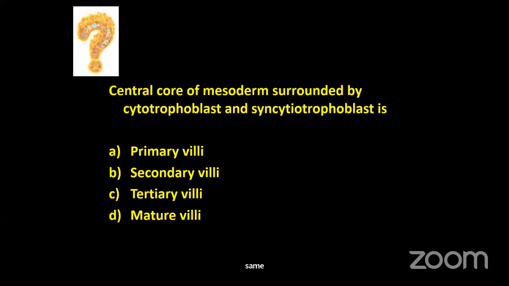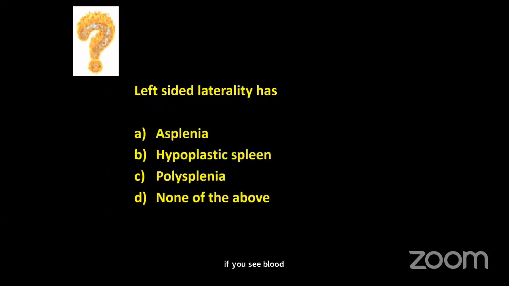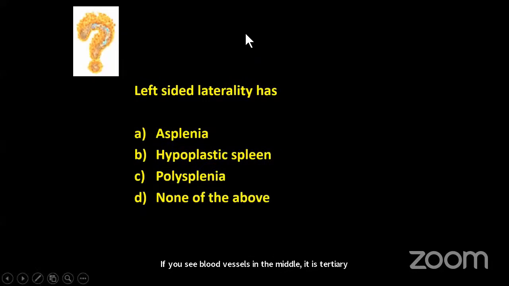Central core of mesoderm surrounded by cytotrophoblast and syncytial trophoblast. If you see mesoderm in the middle, it is the secondary villus. If you see blood vessels in the middle, it is tertiary villus. Left-sided laterality has. Can someone answer? Left-sided. Polysplenia. Very good.